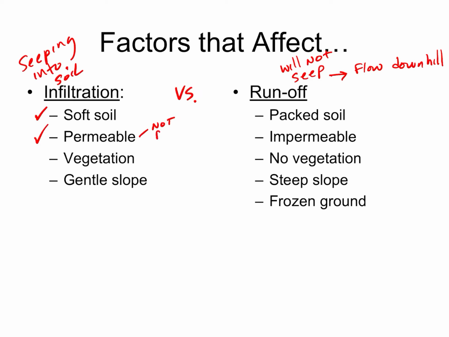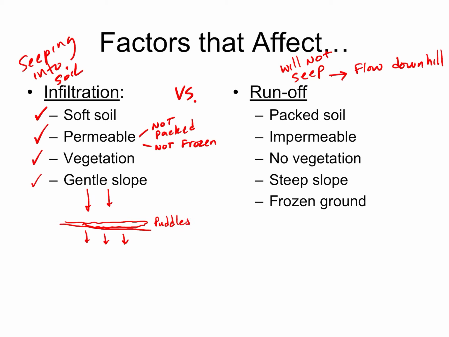If it is permeable, the soil must be able to let water get through. So things that would affect this would be not packed. If it's loose soil, loose would be good. If it is not frozen. If the soil is frozen, it's a block of ice. No water will be able to seep through. Vegetation, if it has roots, roots always pull water down. And gentle slope. If it's like this, that means water is more likely to pool on top of it, giving it more time to seep. You're going to end up with more puddles, okay?